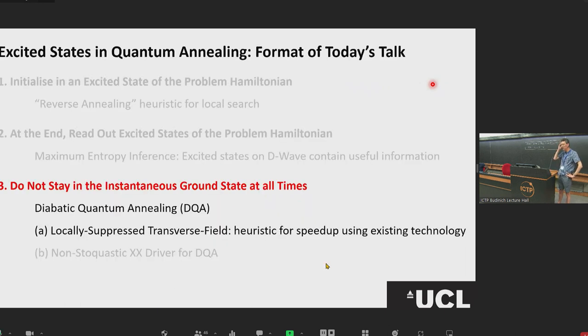Okay, so that's a very brief look at initializing your Hamiltonian in an excited state, and also at reading out excited states of your Hamiltonian at the end of the anneal. And for the rest of the talk, I'm going to look at diabatic quantum annealing. So this is transitioning during your anneal through excited states. And as I said, we have two techniques, and first of all, I'm going to talk about something we published a few months ago now, which is this locally suppressed transverse field heuristic for diabatic quantum annealing.